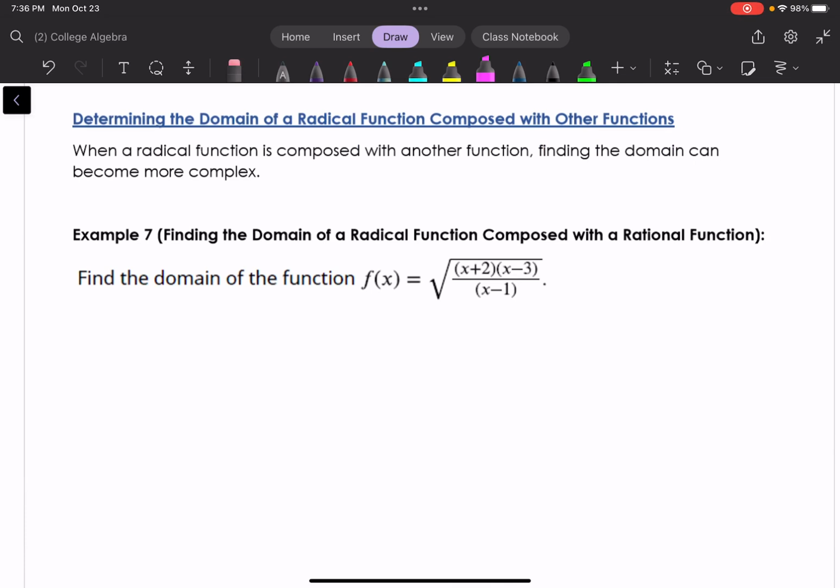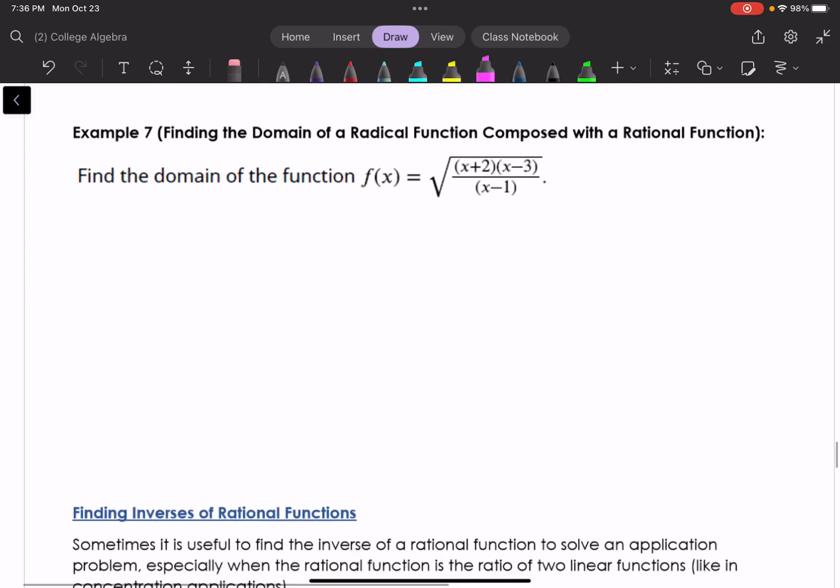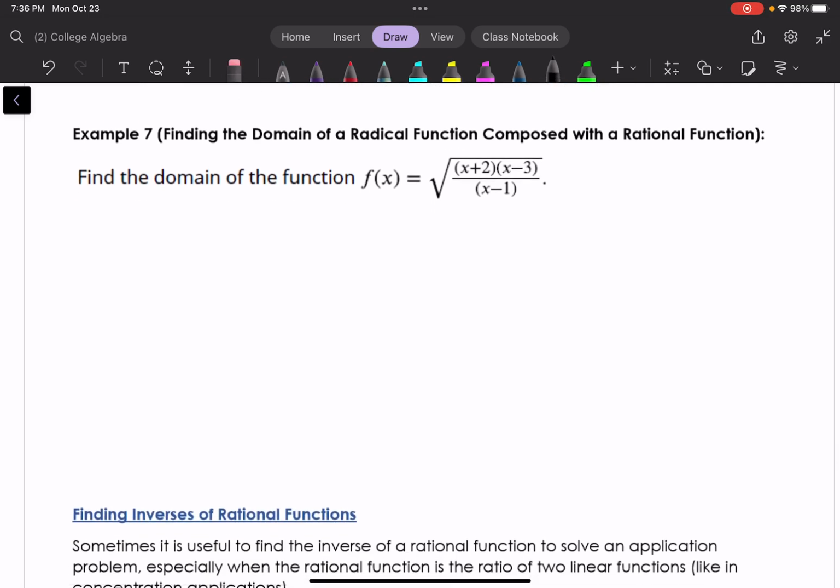So, determining the domain of a radical function composed with other functions. Now, this is where your knowledge from chapter 3 is going to come in very handy. Because when we take a radical function and compose it with another function, in this case a rational function with an x in the denominator, finding the domain can become a much more complex process. And we've seen this kind of before, but it's showing up again as promised.